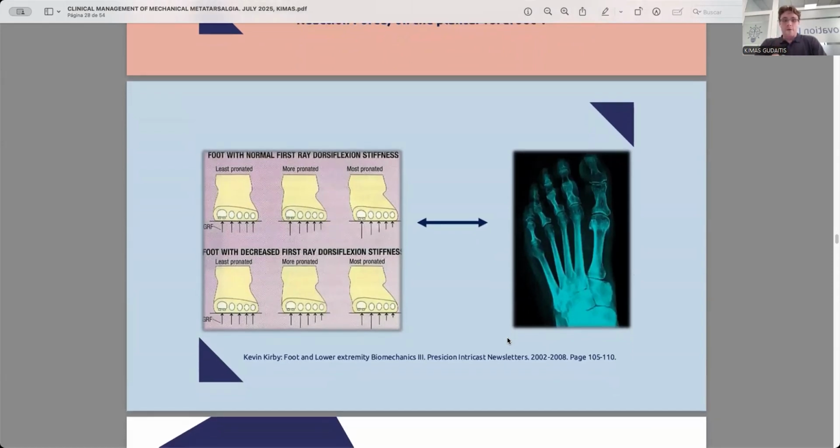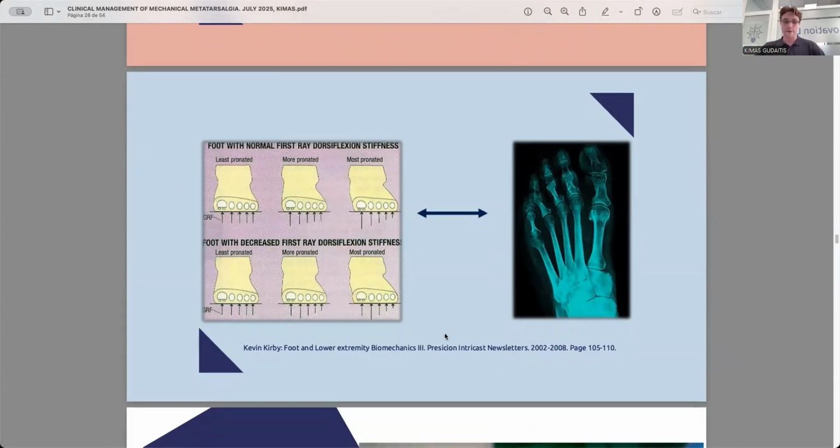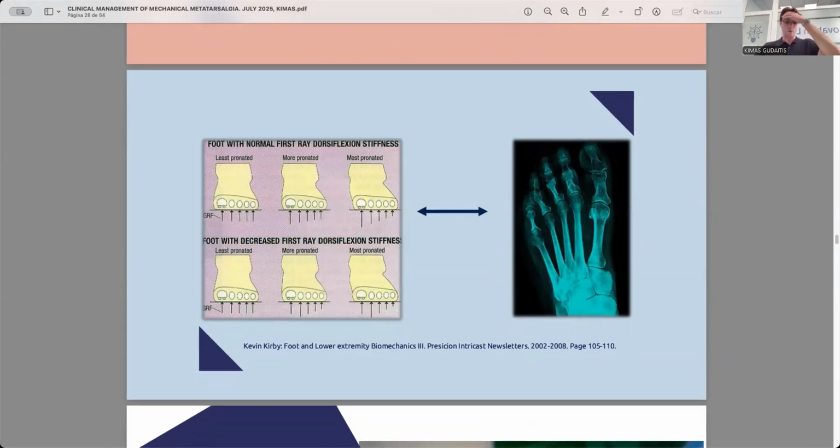From a morphological and mechanical point of view, there are two main factors that are often related to plantar plate injuries, both in clinical experience and in the scientific literature. The first one is the presence of an index minus, and the second one is a first ray with low dorsiflexion stiffness, also known as first ray hypermobility. These two factors increase the load on the second and third metatarsals, which can lead to progressive damage of the plantar plate.